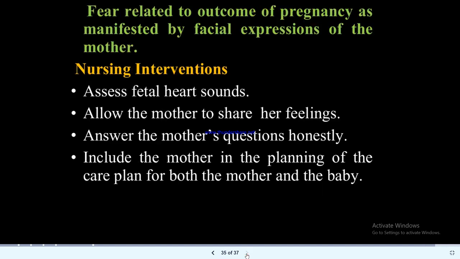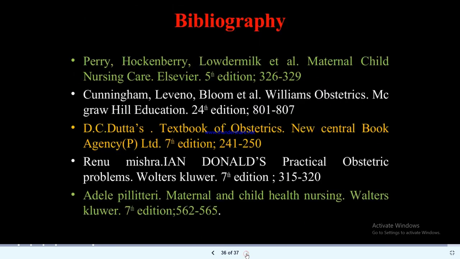Fear related to the outcome of pregnancy as manifested by facial expression of the mother. Nursing interventions: assess fetal heart sounds, allow the mother to share her feelings, answer the mother's questions honestly, include the mother in the planning of the care, plan for both the mother and the baby.